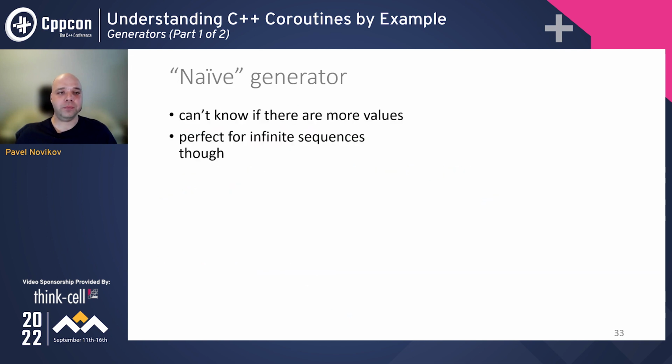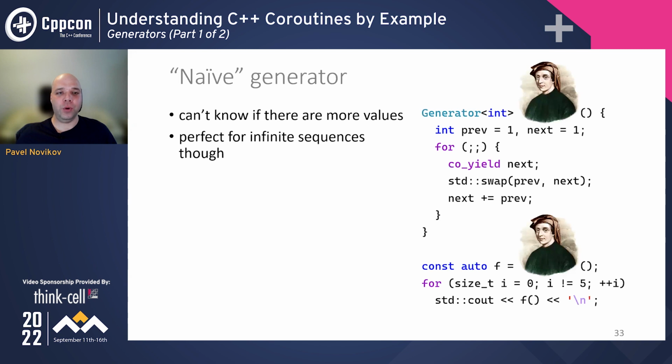And this implementation has two drawbacks. The worst drawback is that we have no means to know if the generator has more values, but this implementation is perfect for infinite sequences. And for example, this is our friend Fibonacci, and this works perfectly with this infinite sequence.